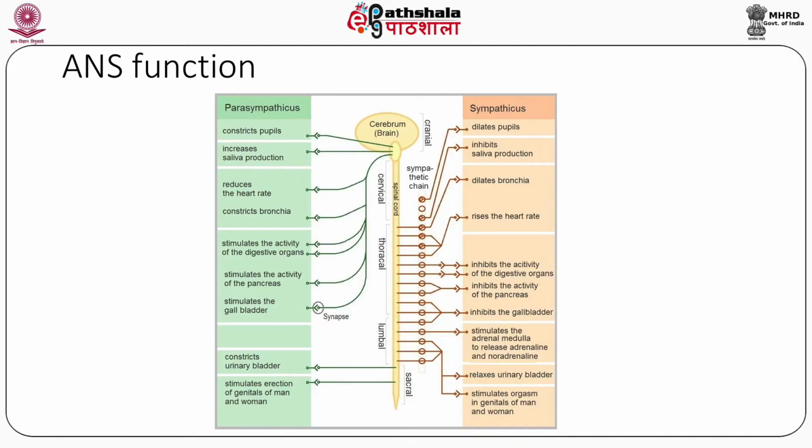So as you can see, there are countering effects at each level: at the level of GI secretion, at the level of cardiovascular, at the level of GI motility, at the level of adrenal medulla, and at the level of urinary bladder and rectal control. The sympathetic system and parasympathetic system have countering influences.